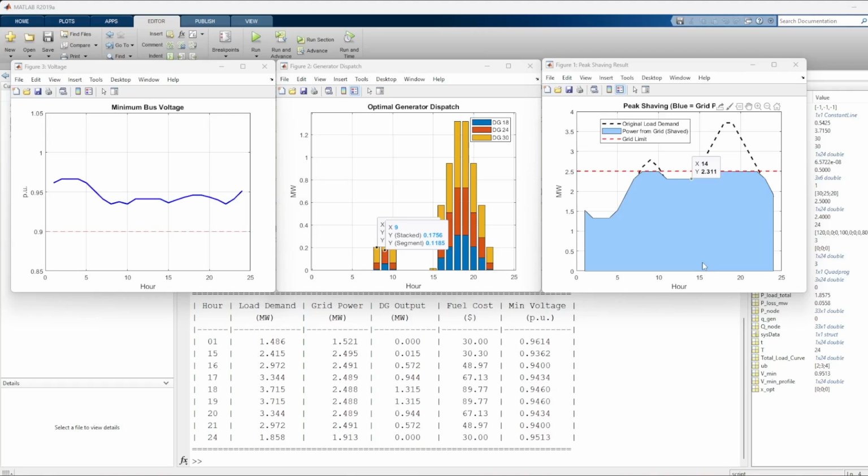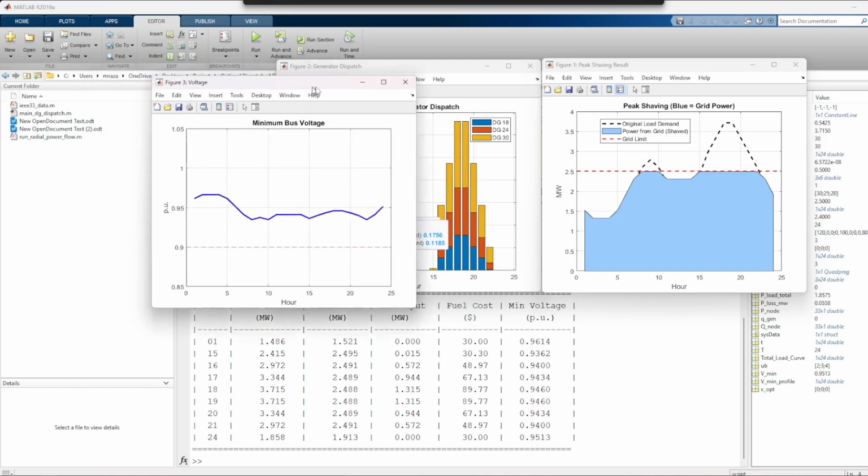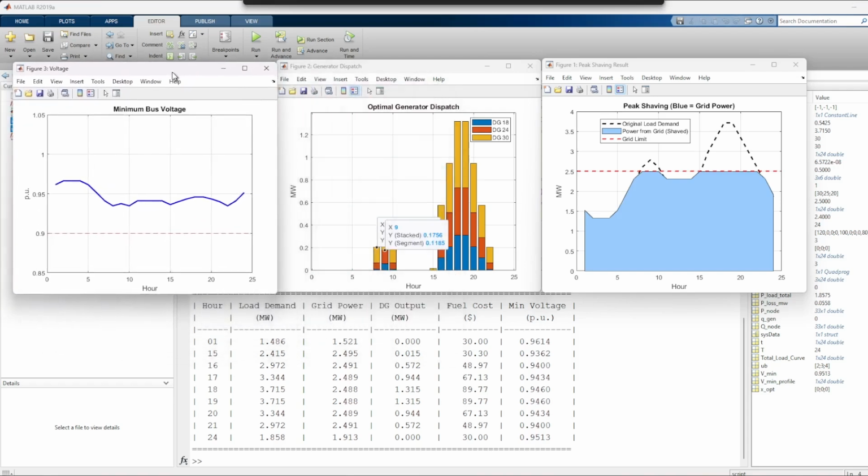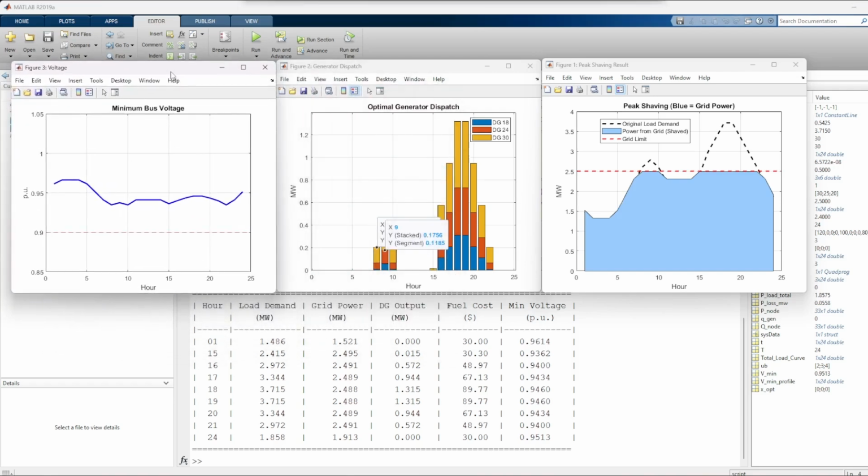Hello everyone, in this project we are going to tackle the power system problem of peak shaving using a diesel generator. In this video, to start, I will explain what the problem is that we are facing, and then, using this MATLAB code, I will explain how I address the problem and solve it using this MATLAB program. So let's first understand what the problem is.